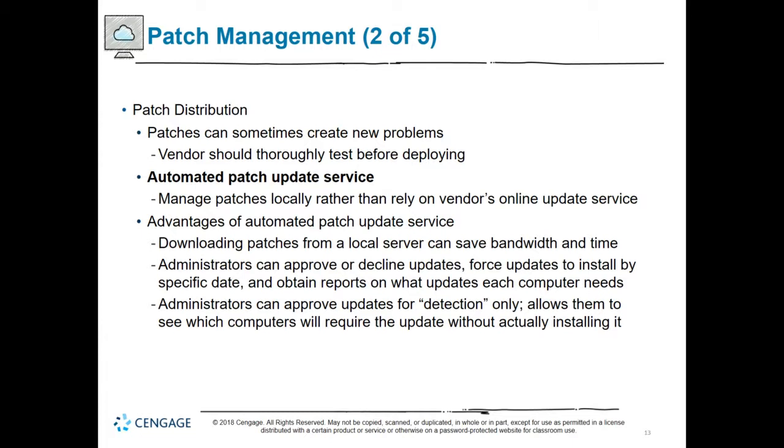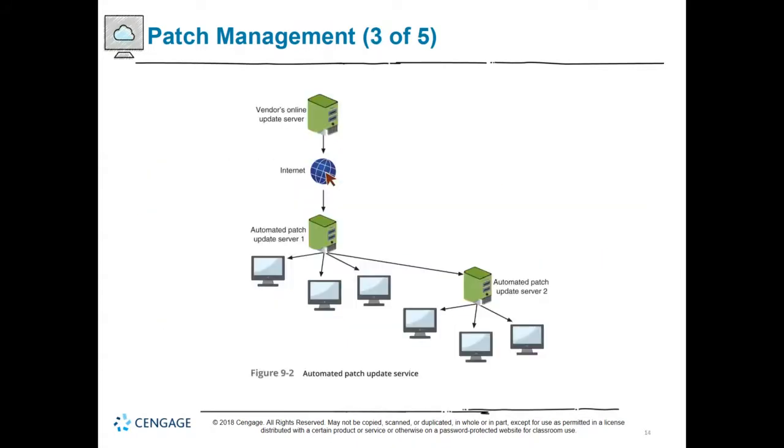We have some advantages of this. When you download patches from a local server, it can save bandwidth. The administrators can approve or decline updates, and force updates to install by a specific date. They also obtain reports on what updates each computer needs. And you can also approve updates for detection only. What that does is allow the administrators to see which computers will require the updates without actually installing them.